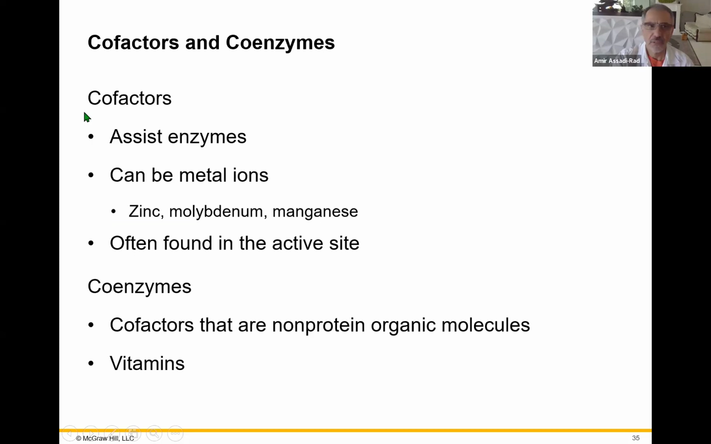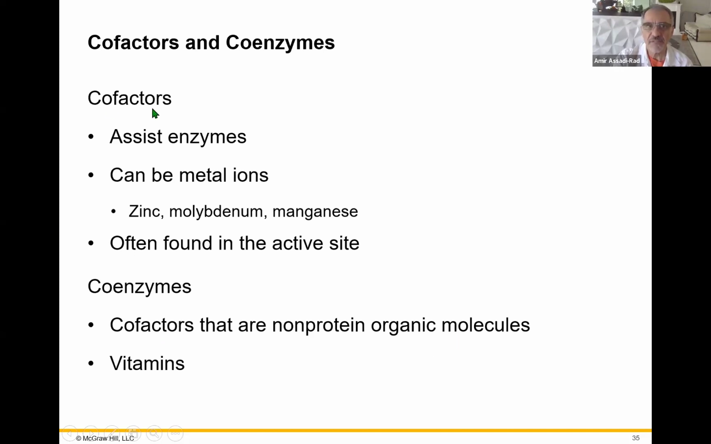You've heard of those terms. So cofactors assist enzymes. They can be metal ions like zinc, molybdenum, manganese, iron, there are a few of them, and they are often found in the active site. Coenzymes, on the other hand, are cofactors that are non-protein organic molecules.